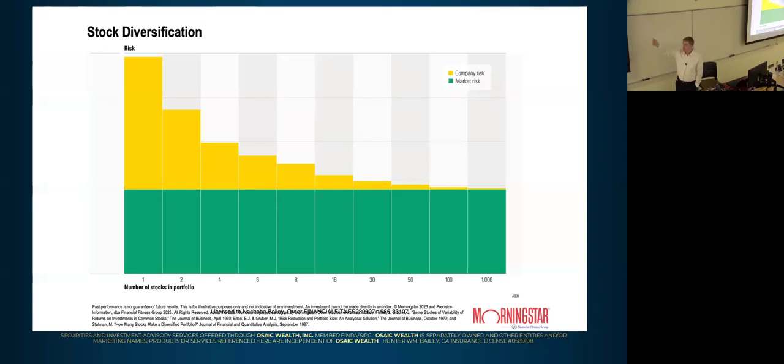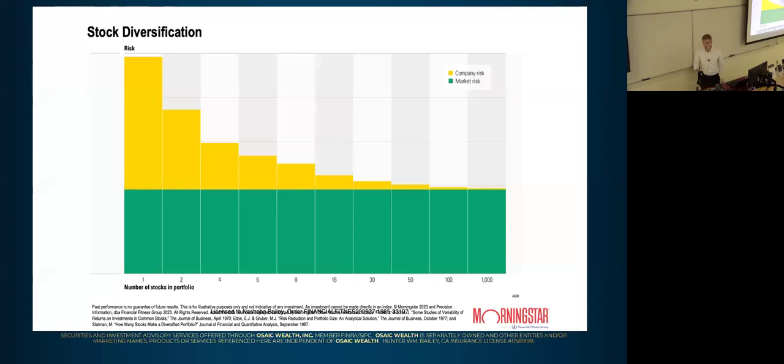You move to a second stock, okay, it drops a bit. To a third, it drops more and more and more until you get all the way to 100, 1,000, tons of different stocks. And that company risk goes down so minimal that it almost doesn't affect you except for what percentage of that stock is of your portfolio. So this is why we like index funds. This is why we like passively managed funds and just different types of funds because they take care of that diversification for us for the most part.